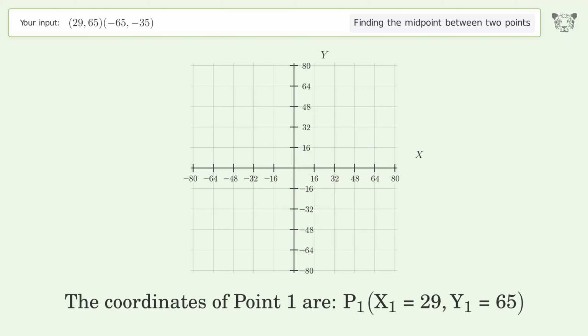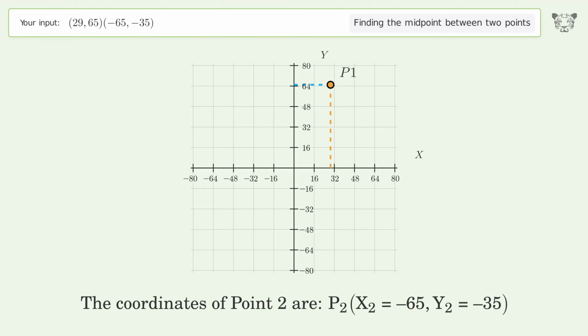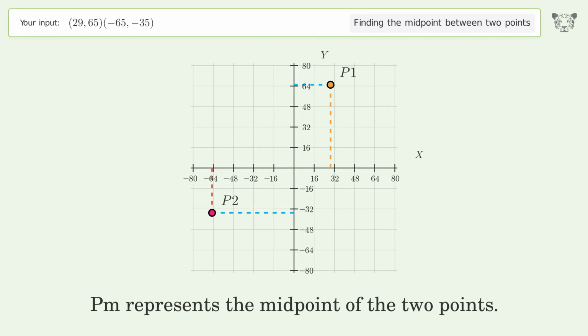The coordinates of point 1 are, x1 equals 29, y1 equals 65. The coordinates of point 2 are, x2 equals negative 65, y2 equals negative 35. PM represents the midpoint of the 2 points.